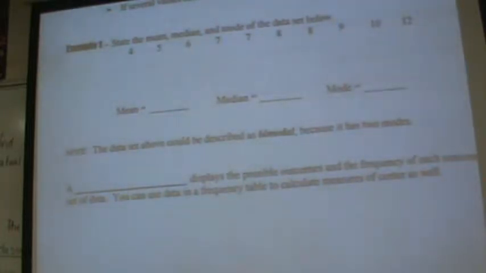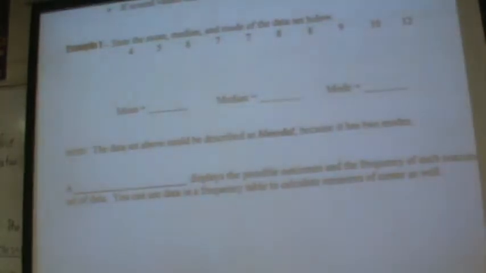So example 1 is going to have us find all 3 of these values that we just talked about. So the first thing we need to do is make sure that our set is in order, in increasing order, so it starts with the smallest value and goes to our largest value, which it is. It's already in order for us.